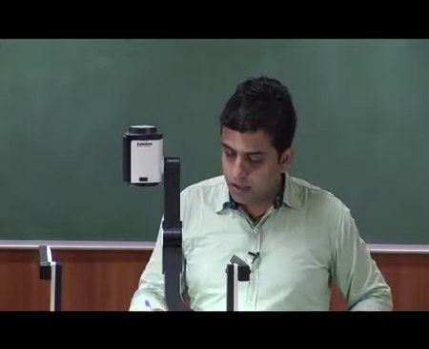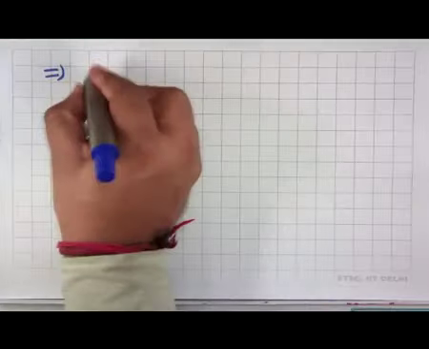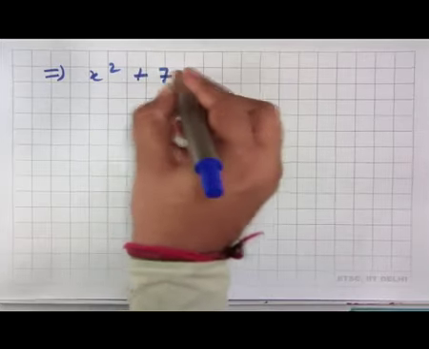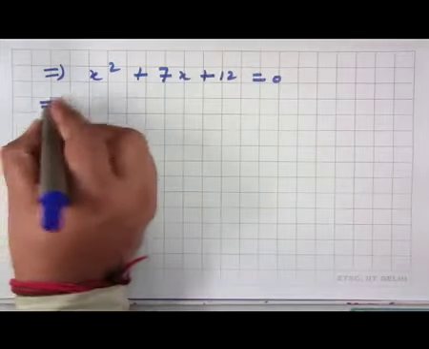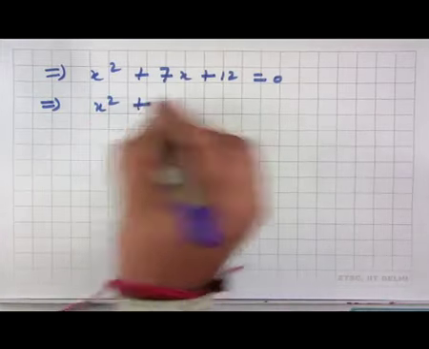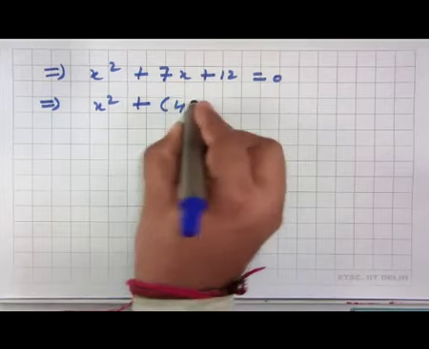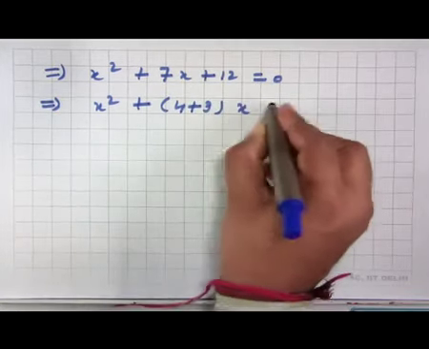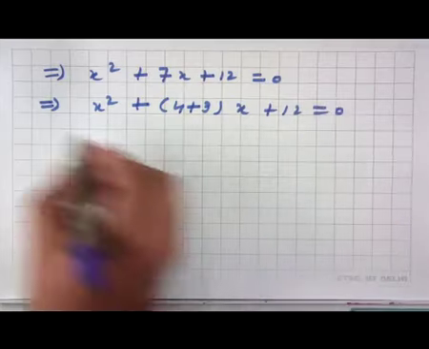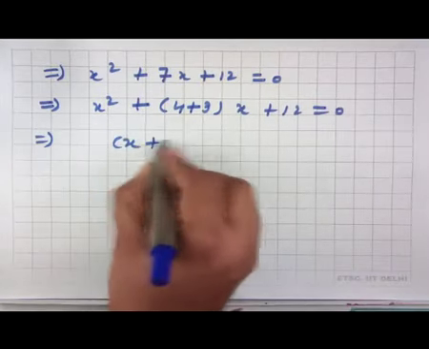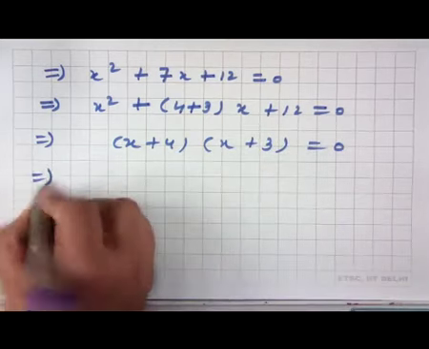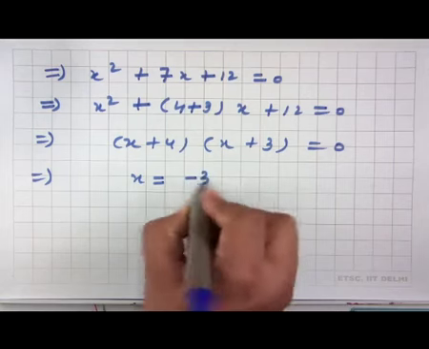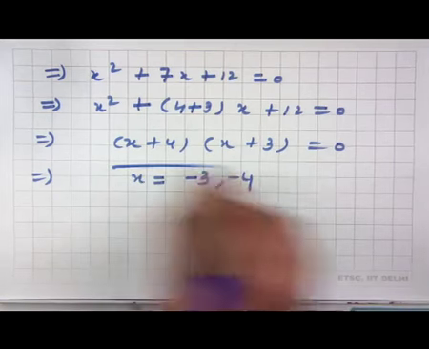First of all, we will find out the root of the first quadratic equation, x square plus 7x plus 12 equals 0. That is our first quadratic equation. Now we can factorize by splitting of middle term, x square plus 4 plus 3 of x plus 12 equals 0, now it will be x plus 4, x plus 3 equals 0. The roots will be minus 3 and minus 4.